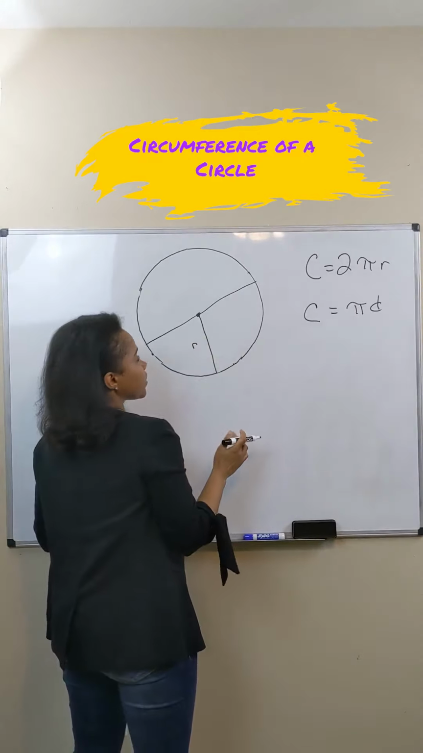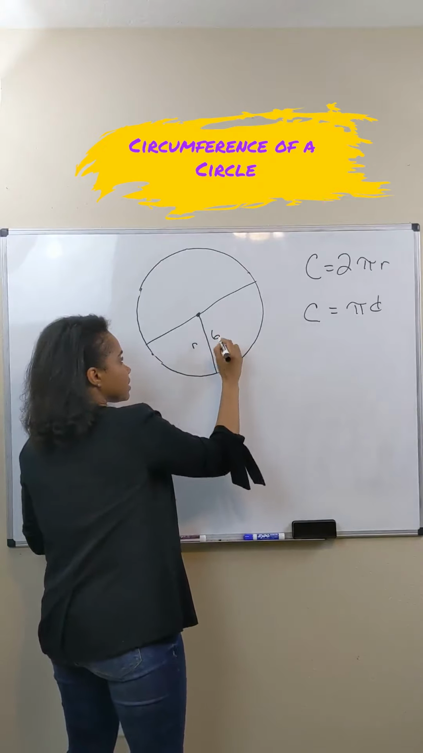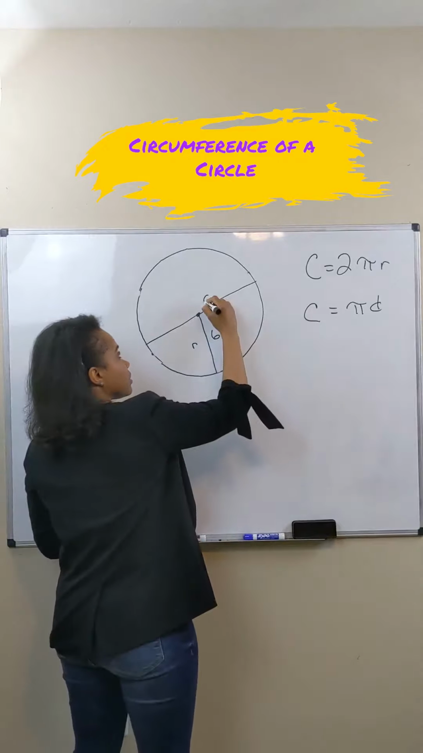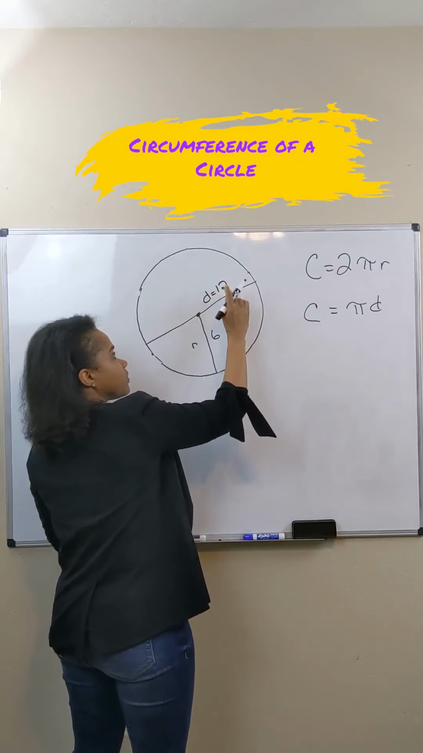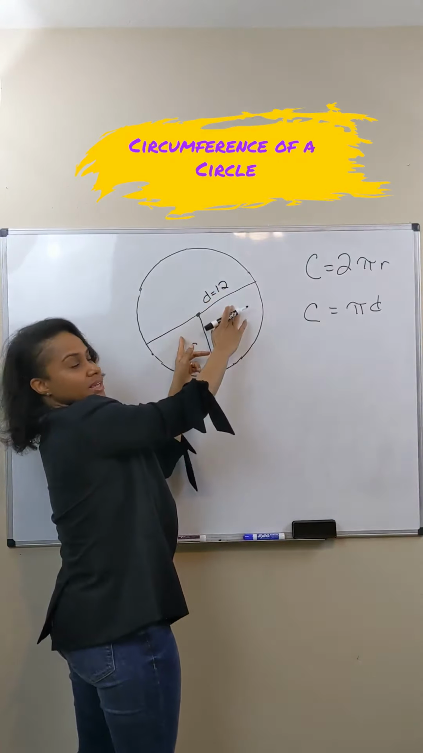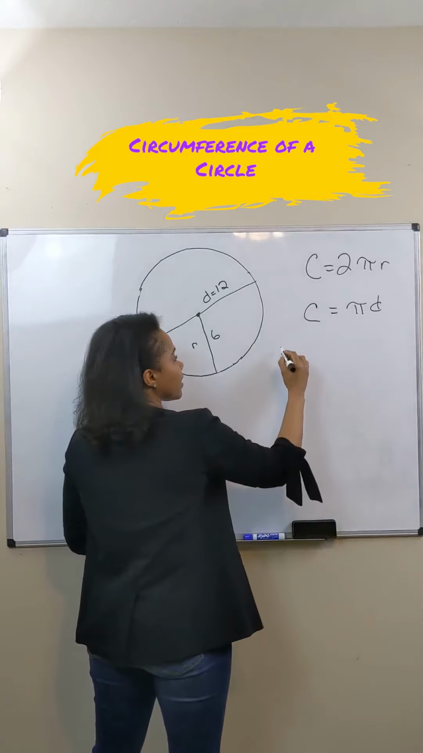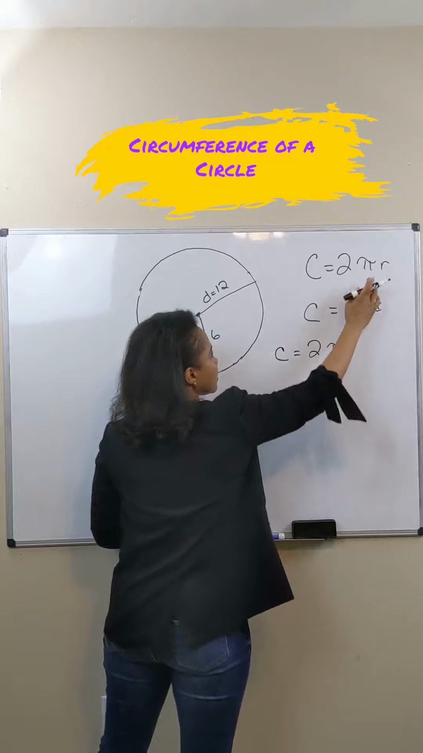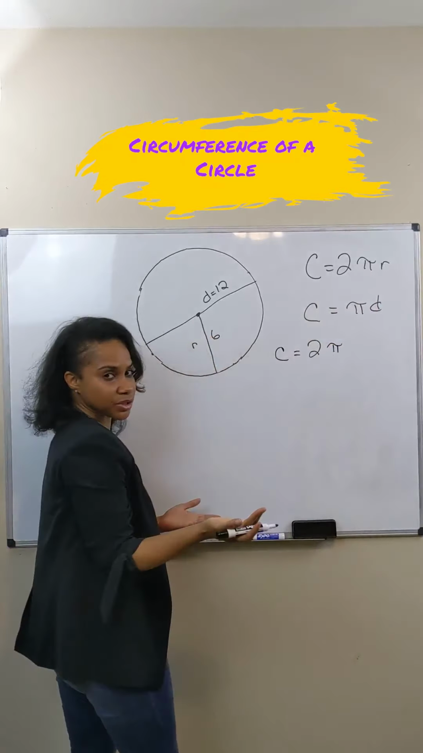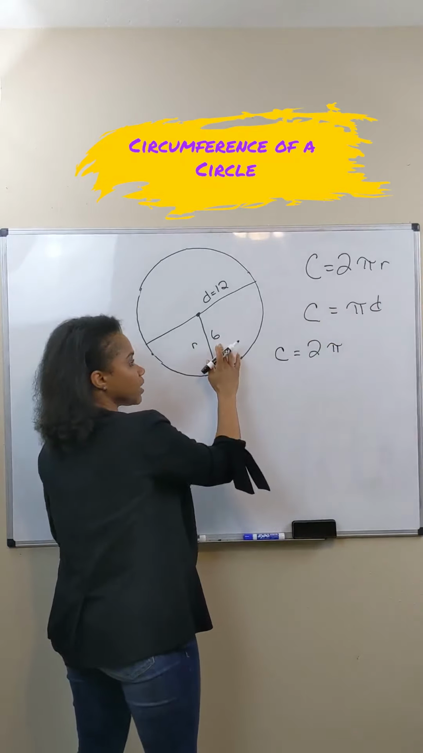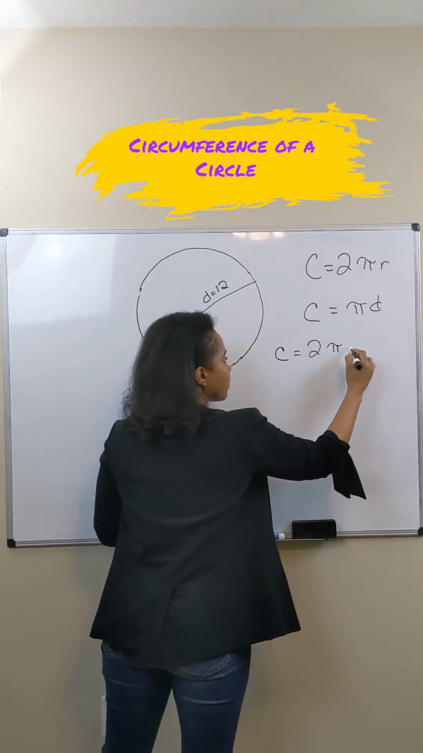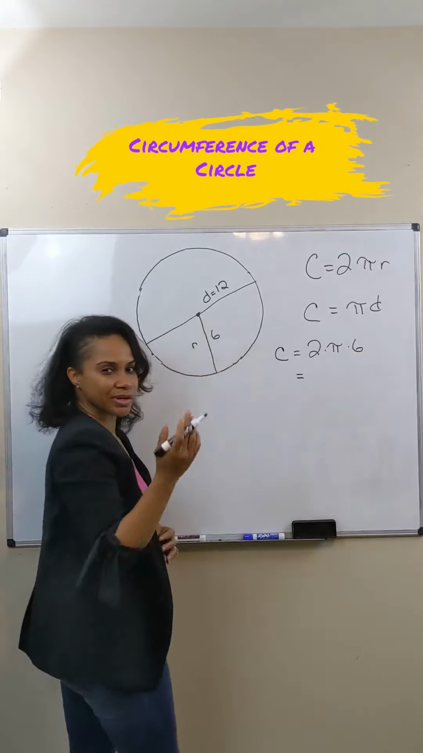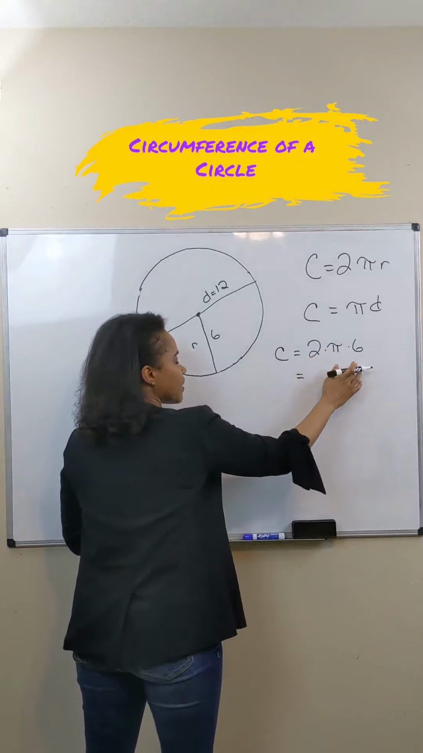So as an example, if our radius is 6, then our diameter would be twice that, so our diameter would be 12 because each piece here would be 6 as well. And so in order to find the circumference of a circle, we simply take our radius or our diameter and plug it in. So if we're given the radius and we want to use that, we plug it in. And we're just multiplying straight across. So 2 times pi times 6.